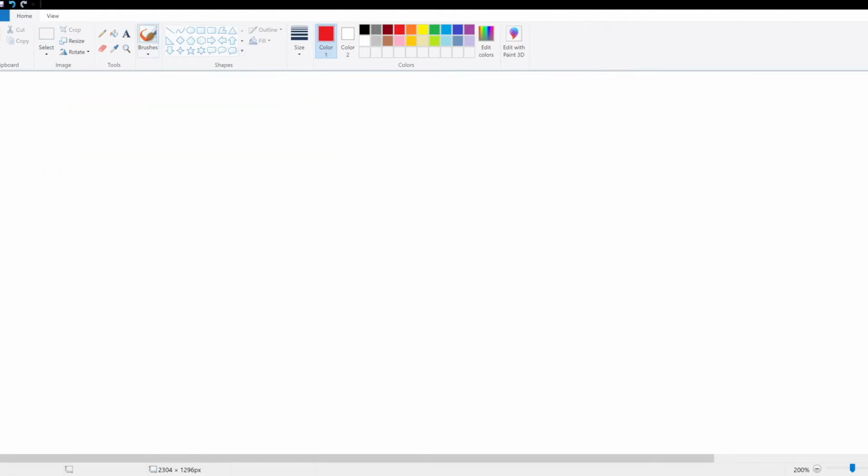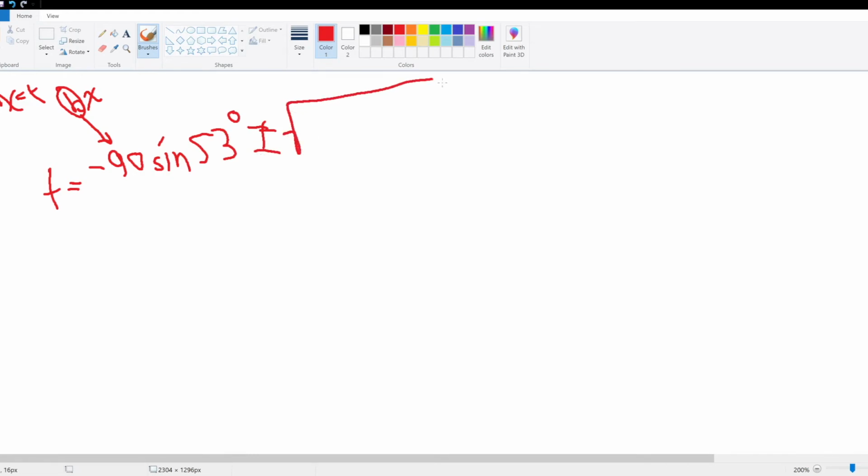So now let's use the formula. The numbers are going to be t is equal to negative 90 sine of 53, and keep in mind there's no t. This is bx. x is equal to t, so this is bx, and b is 90 sine of 53, okay? Anyway, so t is equal to negative 90 sine of 53 degrees plus or minus radical, and then b squared.